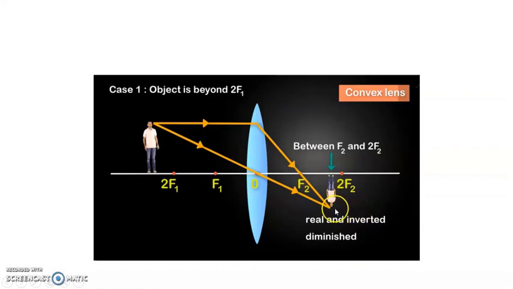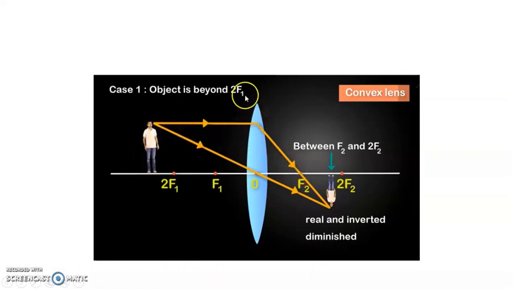And then lastly, the image is smaller than the object, so we say that the image is diminished. So we've got real because these light rays actually pass through. Okay, they are passing through that image. Inverted because it's upside down. Diminished because it's smaller than the object. Right, so all you need to do is to be able to draw these here.